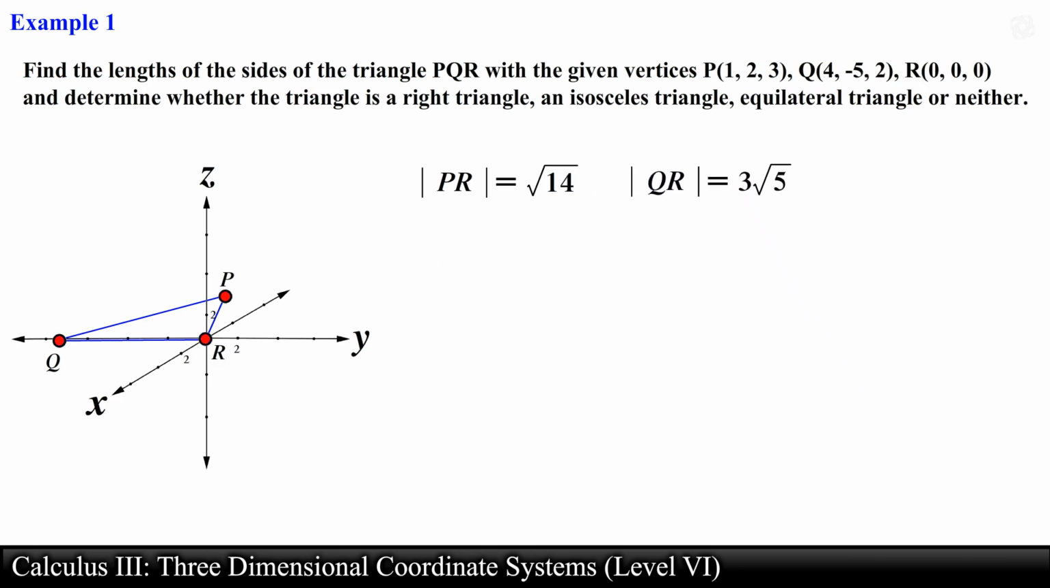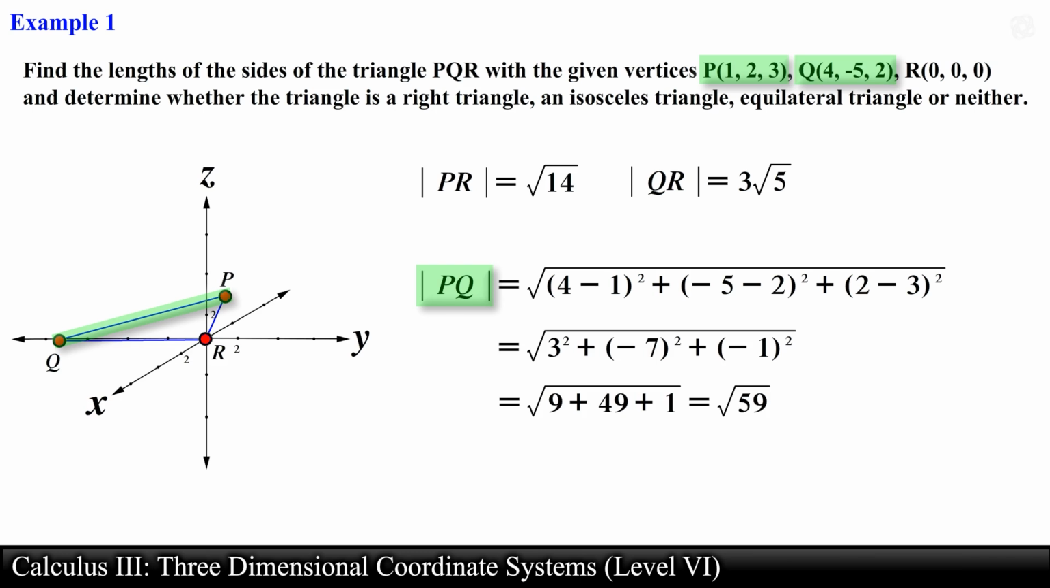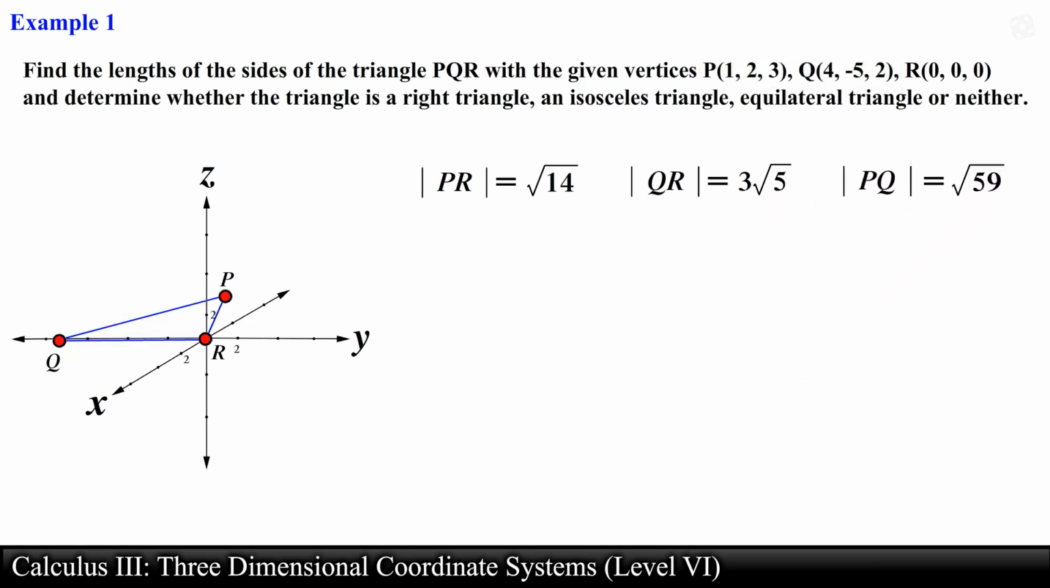Finally, we find the length of line segment PQ by using the coordinates of point P and Q as follows. We go ahead and square the difference and simplify it by adding the sum. Doing that, we obtain the square root of 59. We cannot simplify the expression because 59 is a prime number, so we leave the expression as it is.